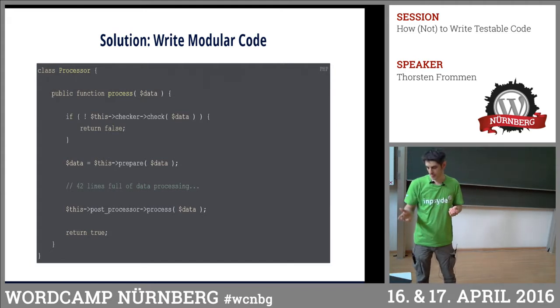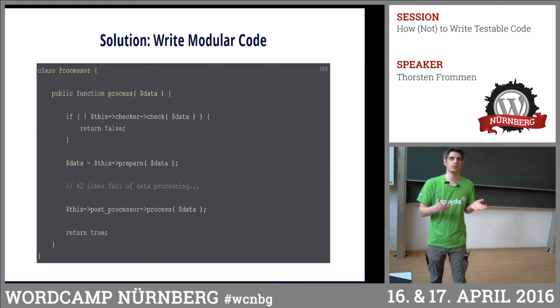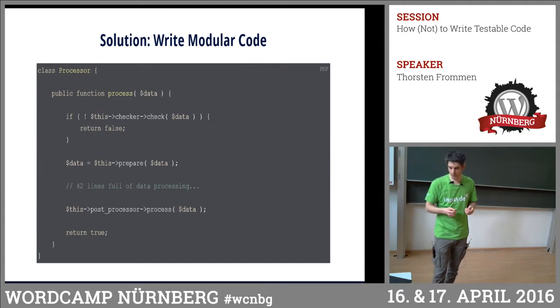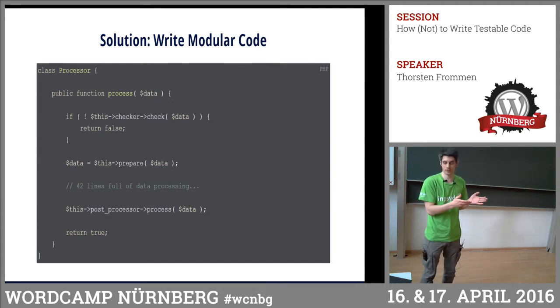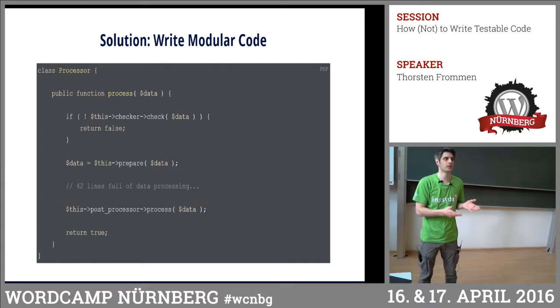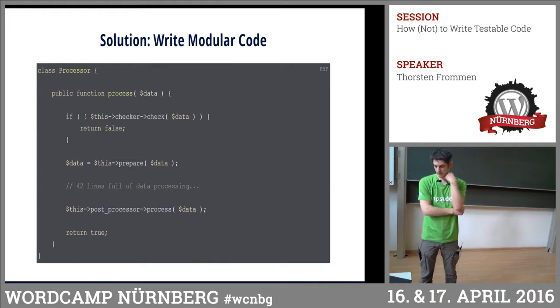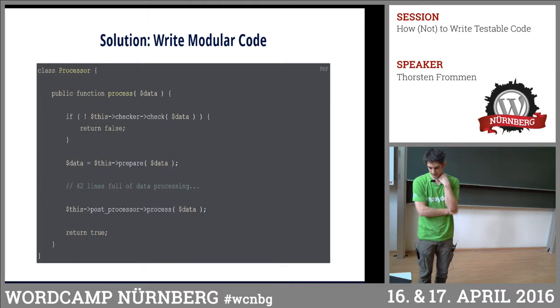So in the first part, I have a checker object, which is a dependency, and I pass some of the stuff I want to do in my process method to that dependency. Then I use a method of the object the method belongs to, the prepare method. The prepare method prepares the data, and the process method just makes sure the data is prepared. Then I have the processing itself, and I have post-processing.